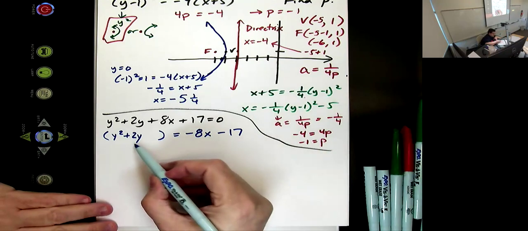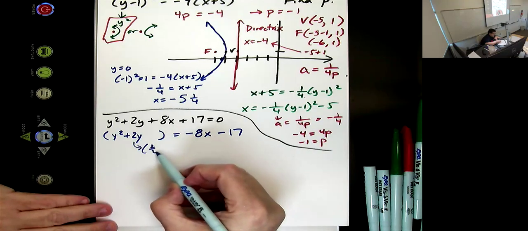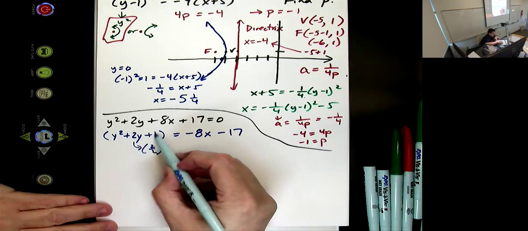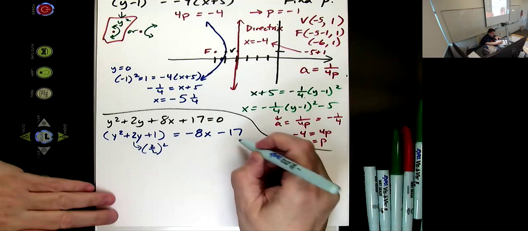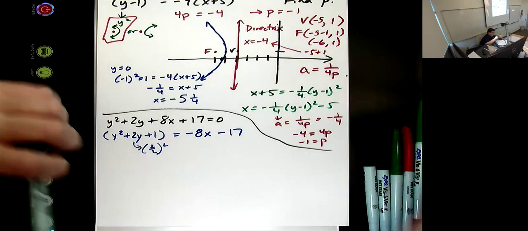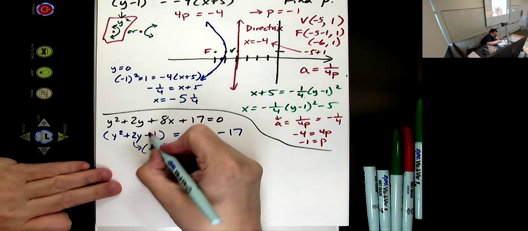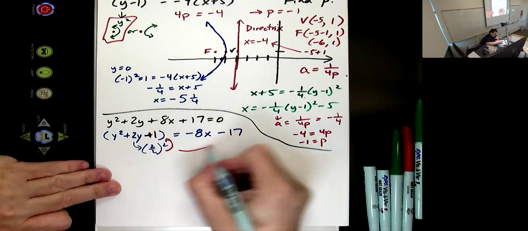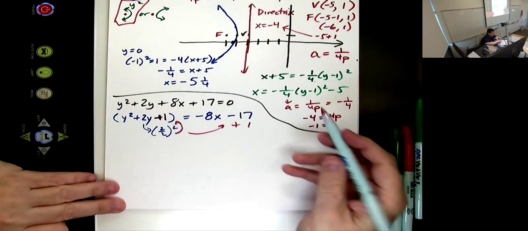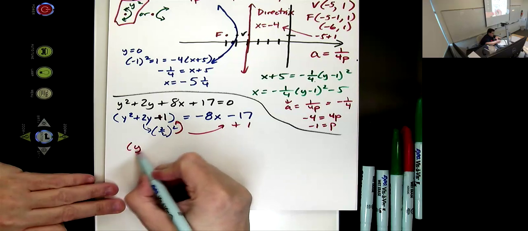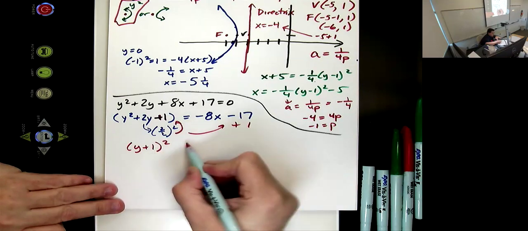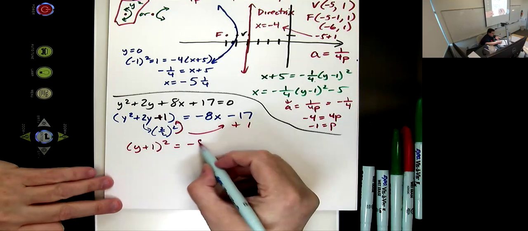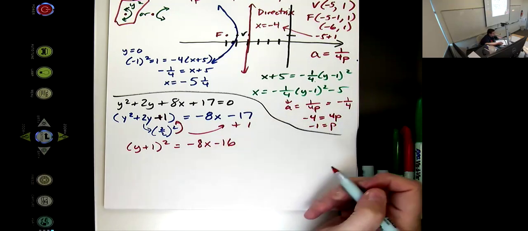So I complete the square. It's +1. So I'll add, I'm going to do that in a different color here. So I add 1, and I'll add one over here. This ends up being y plus 1 squared equals negative 8x minus 16.